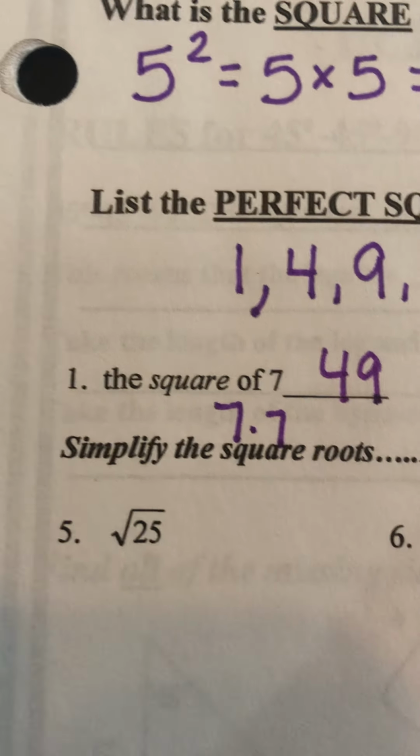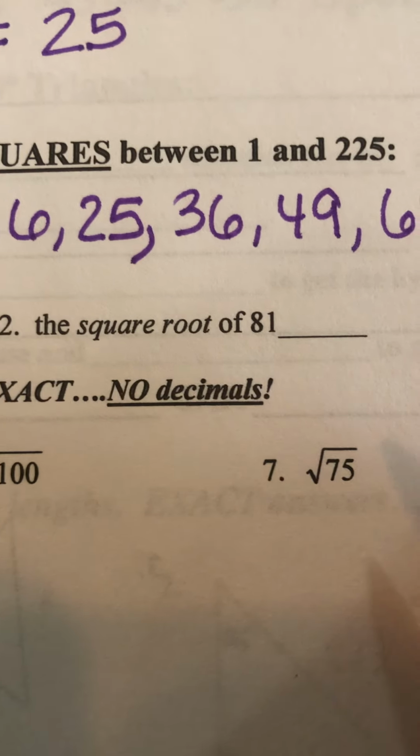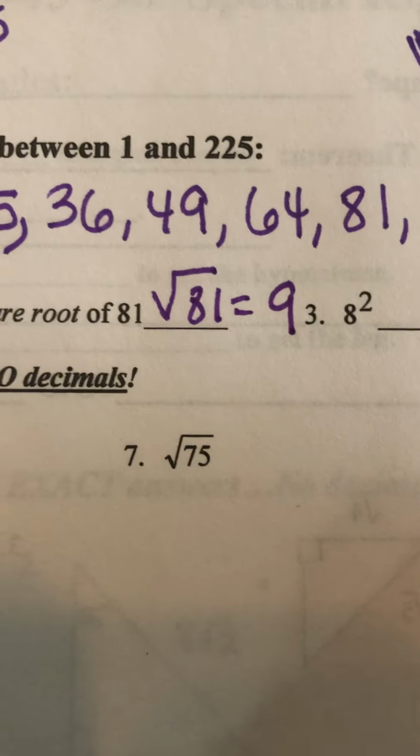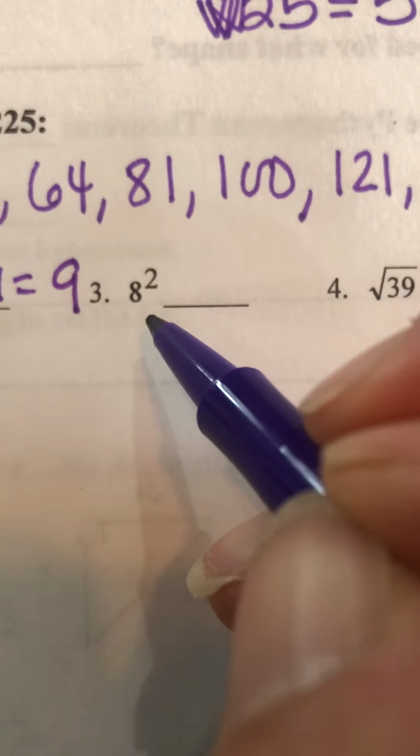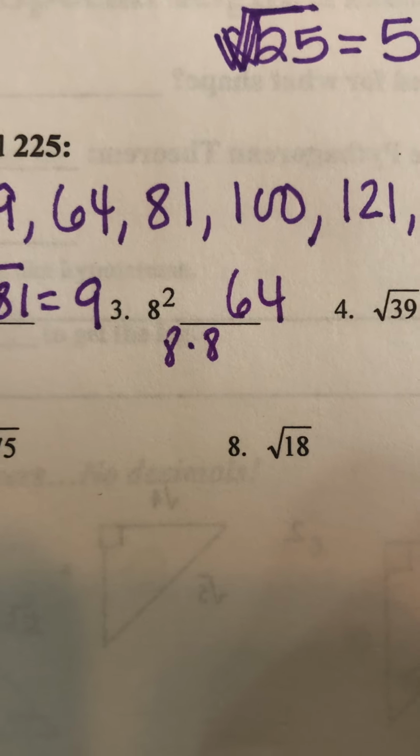And we want to know the difference between when we say the square of a number, meaning multiply it by itself. So the square of 7 is 7 times 7, or 49, versus the square root of 81 is 9. Squaring a number is timesing it by itself. 8 times 8 is 64.